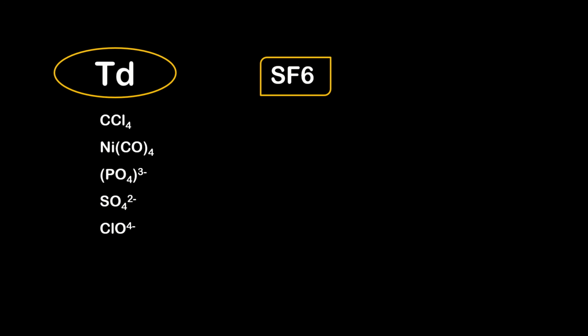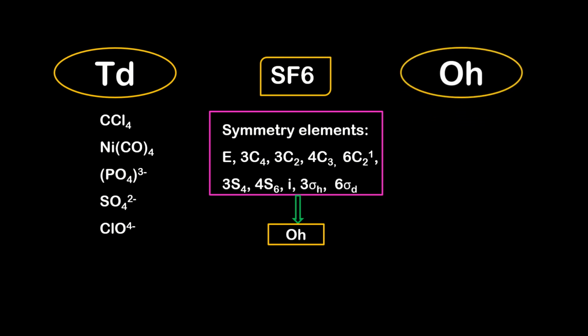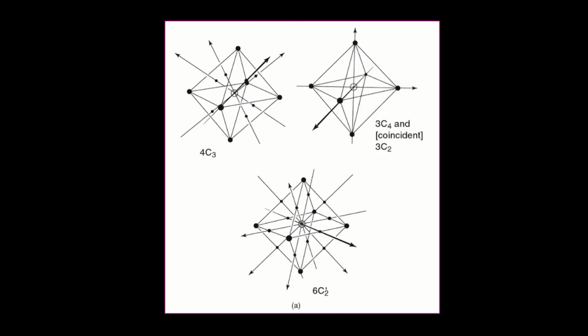Next, the example of the SF6 molecule. SF6 molecule has these symmetry elements, so the point group will be octahedral. Let's take some other examples for octahedral molecules: Cr(CO)6, Co(NH3)6 3+ and CoF6 3-. In the case of the SF6 molecule, 4C3, 3C4 and 6C2 axes are present.